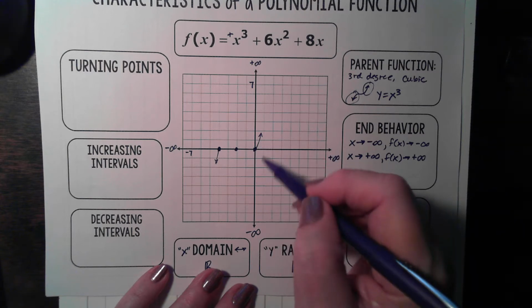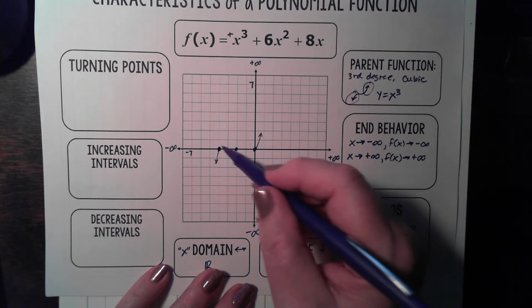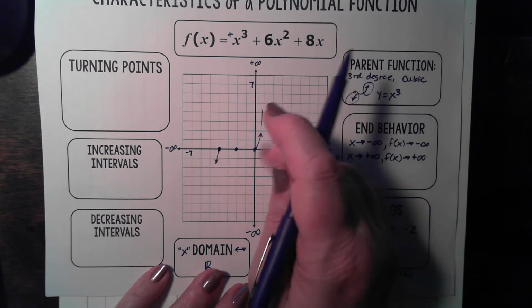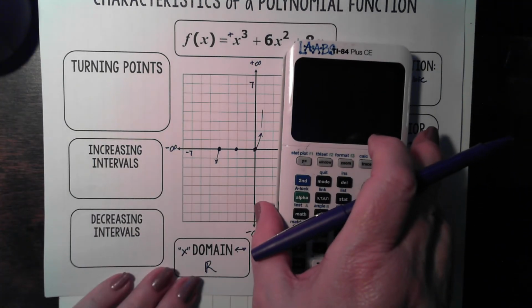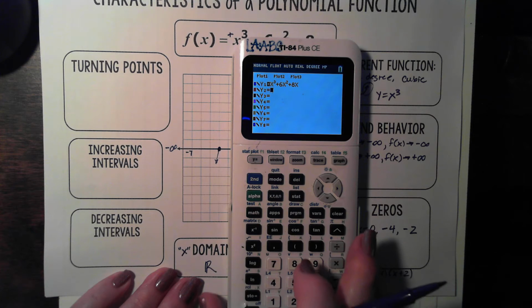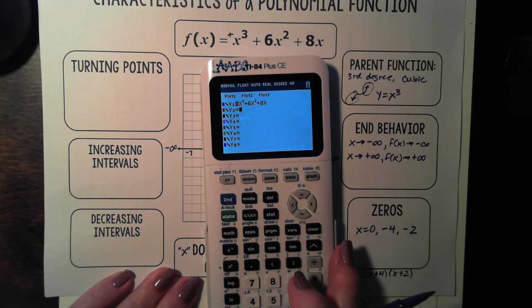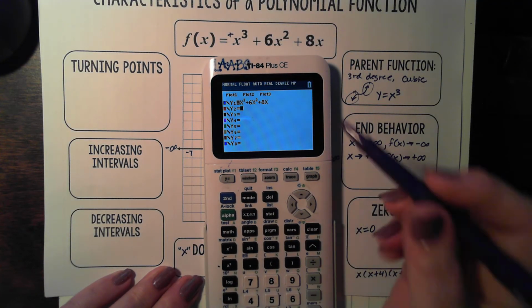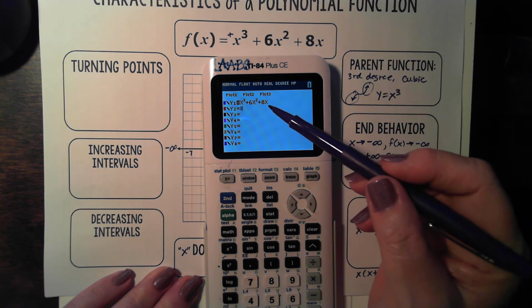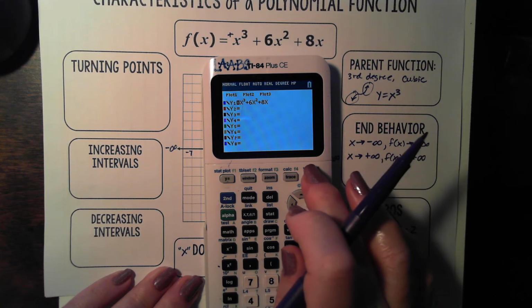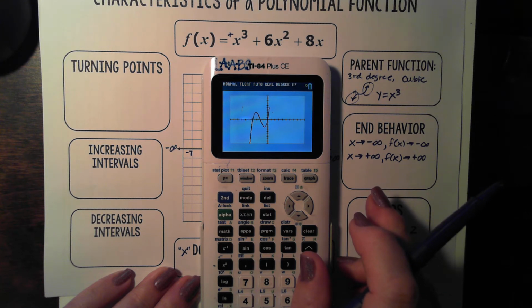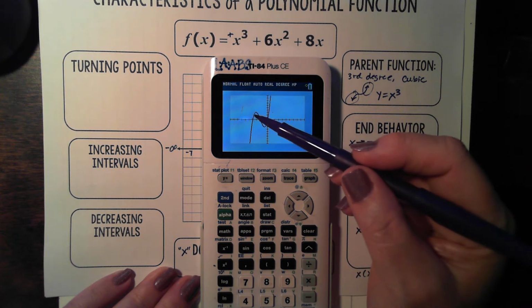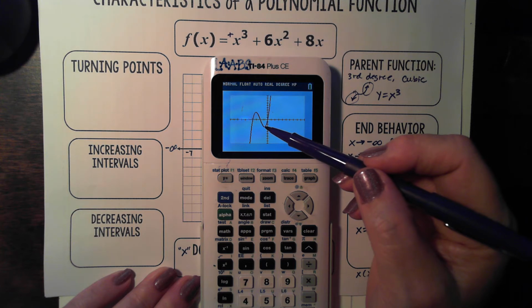So now to fill in the rest of this, to give us a better idea of exactly what's going on, that's when we would turn to our calculator to help us at this point. And so first thing we want to do is plug that equation into our calculator, which I have here: x cubed plus 6x squared plus 8x. We graph it, and now it's graphing it. We go, oh okay, I can see that there's a relative maximum and a relative minimum.